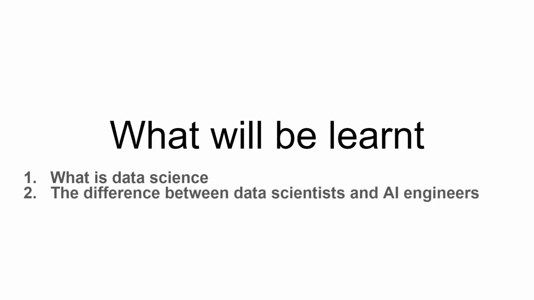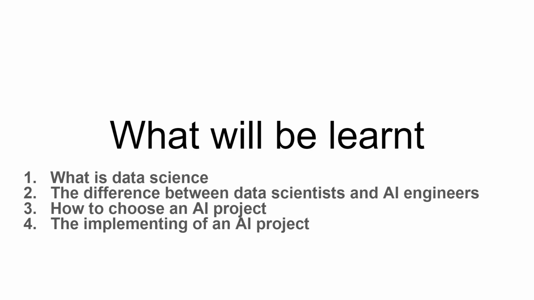AI for beginners. What will be learnt in today's video is, firstly, what is data science? Then we'll learn about the difference between data scientists and AI engineers. Afterwards, we'll learn how to choose an AI project. Then we'll learn how to implement an AI project and how both data scientists implement it, and then we'll learn how AI engineers implement it.